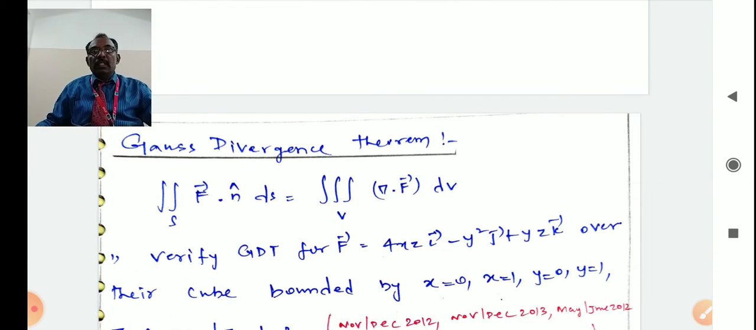The first line is very clear. This is the formula of Gauss divergence theorem. LHS is double integral over S f vector dot n cap dS is equal to triple integral over V del dot f vector dV.